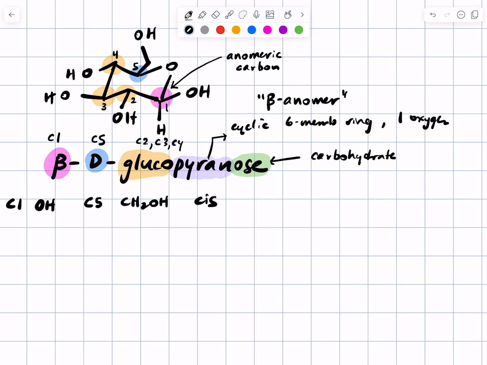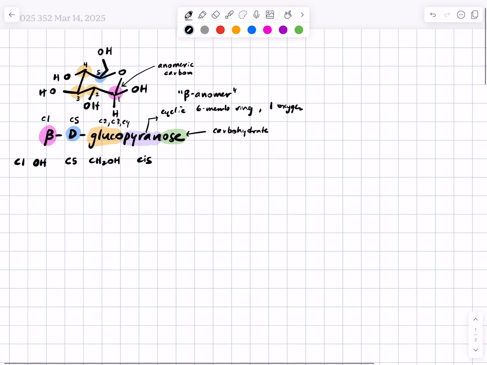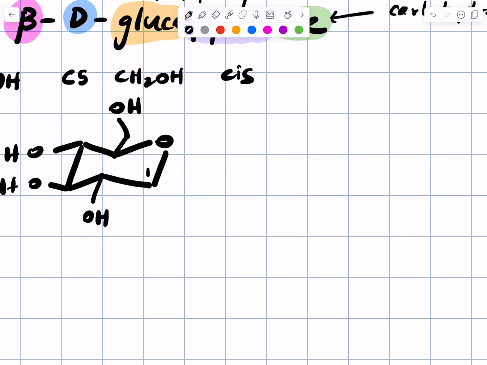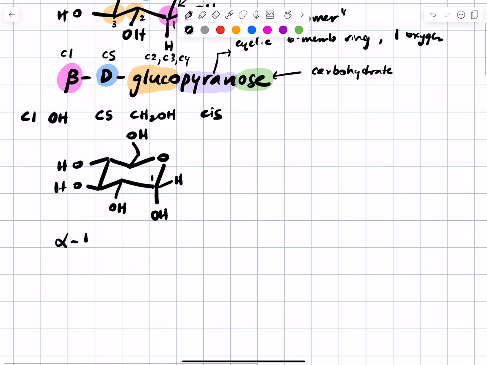Okay, let's show you the alpha version of D-glucopyranose. So the alpha version is going to have the exact same configuration at all of the rest of the stereocenters, but at C1, the OH group is going to be down instead of up. So this is alpha D-glucopyranose.